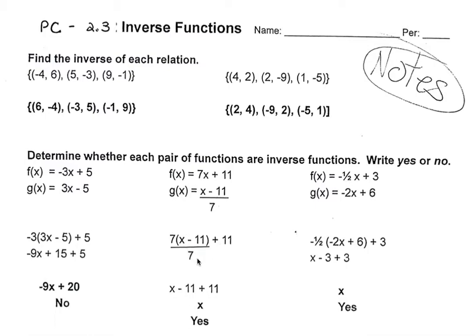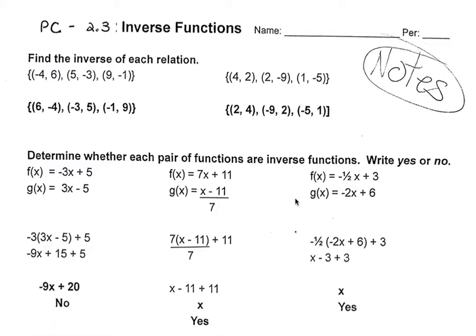Now you cancel out the 7s. When you have a 7 on top and 7 on the bottom, remember 7 over 7 is 1, so in essence they just cancel out. You're left with x minus 11 plus 11, just taking off the parentheses, and minus 11 plus 11 cancel each other out, and you're left with just x. When you are left with x, that proves that those are inverse functions.